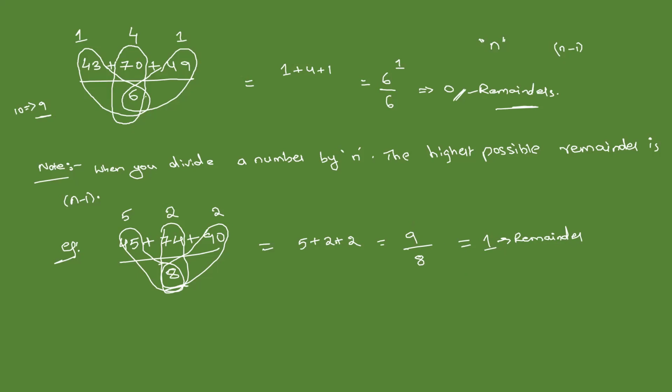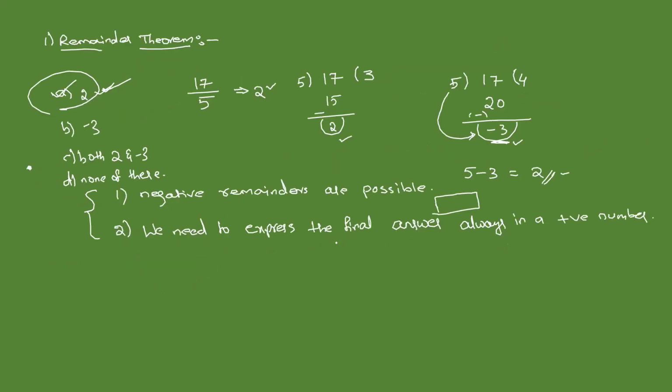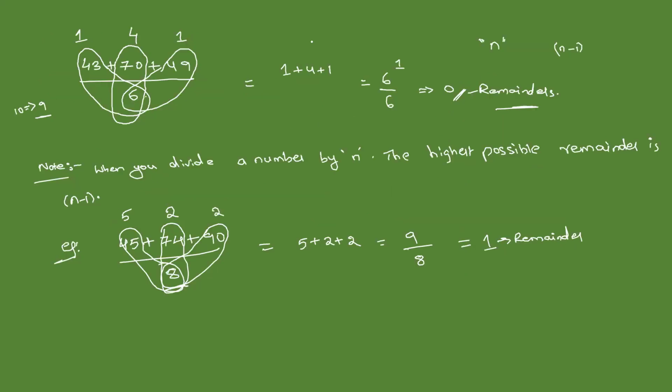So from this, we can understand 3 major things here, students. First one, negative remainders are possible. And the next one is we need to always express the given term in the positive manner. This is the second rule of the remainder theorem. And the third one is whenever you have a huge calculation, we can find their individual remainders, and then we can write the final answer.